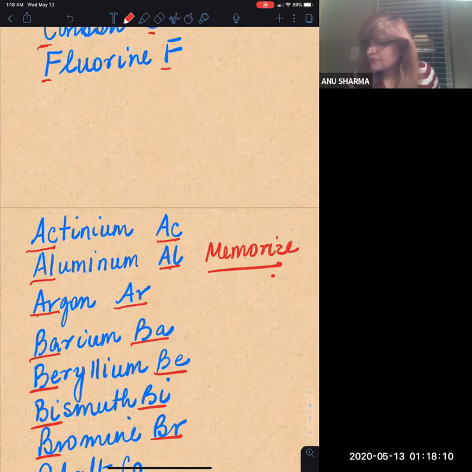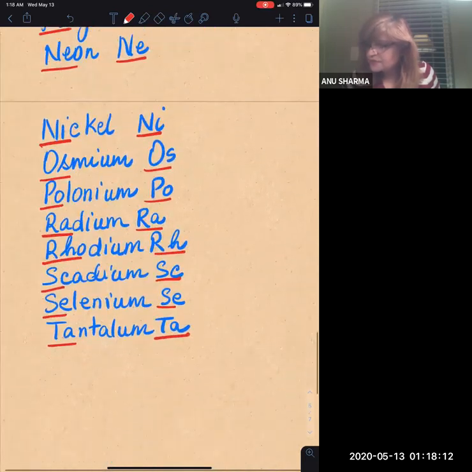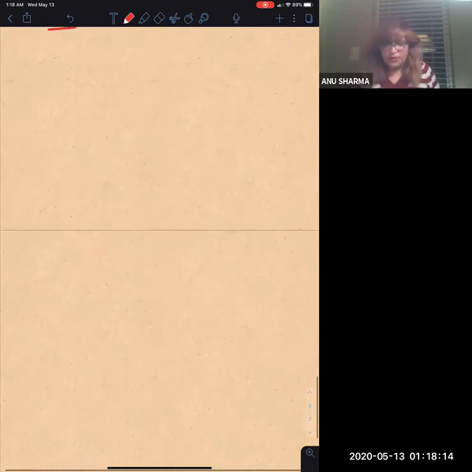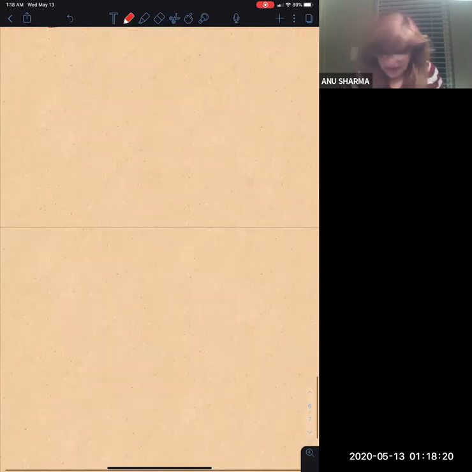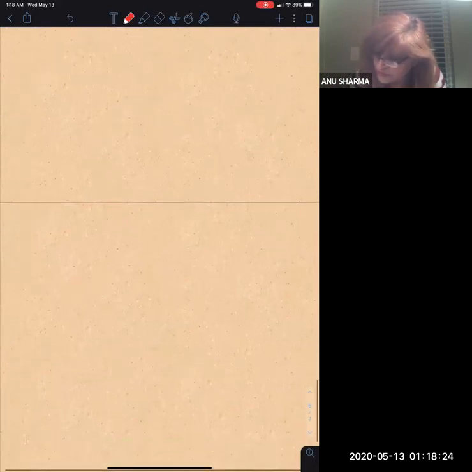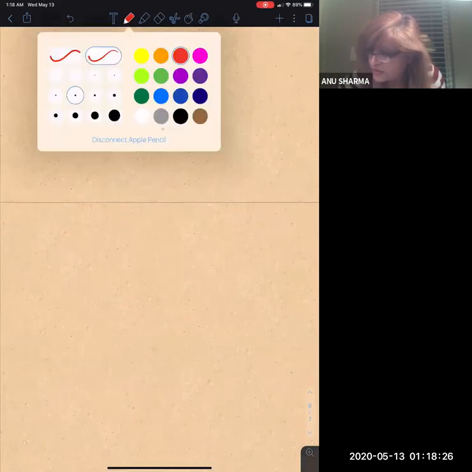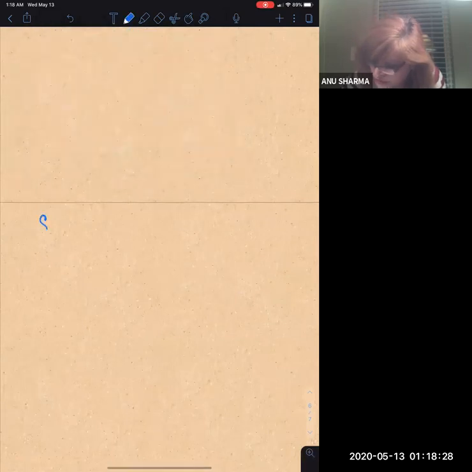Now come the other ones, which are kind of the weird ones. These are examples where the names do not match with the symbols. So for example, you have here sodium.